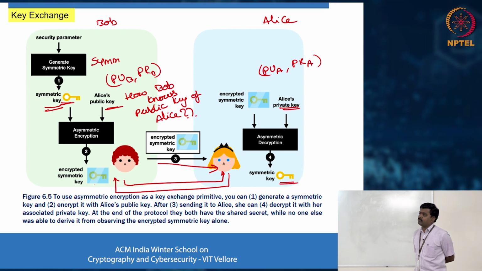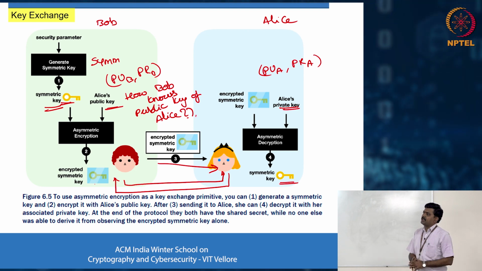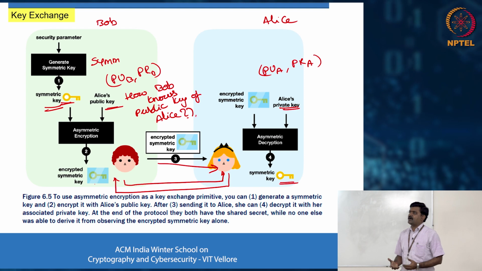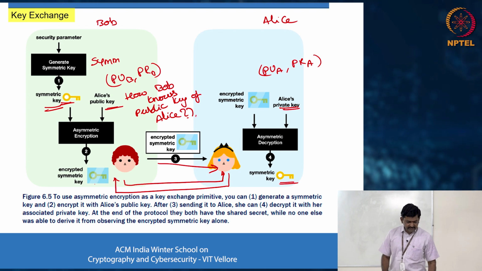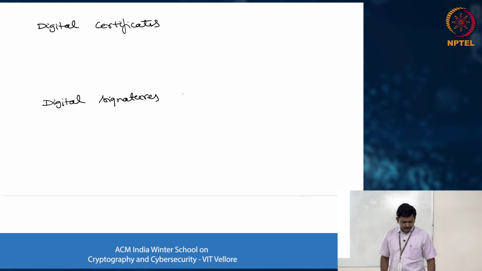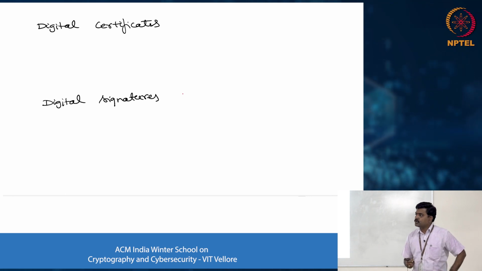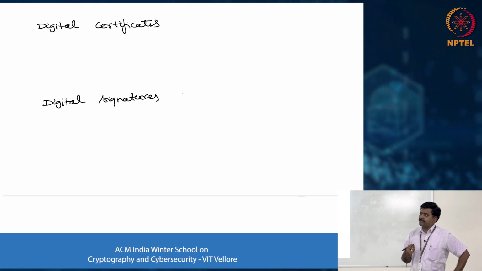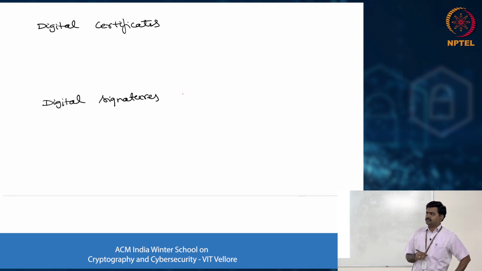Anybody can tamper with it, and what is the guarantee that the key I got as the public key of Alice is actually the public key of Alice? The integrity of that is not tampered with. How do we know that? So that means we need some mechanism to know for sure that the public key I have received is actually the public key of that particular person. How do I know?